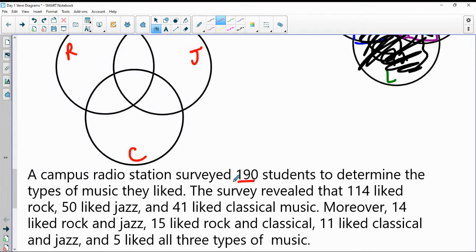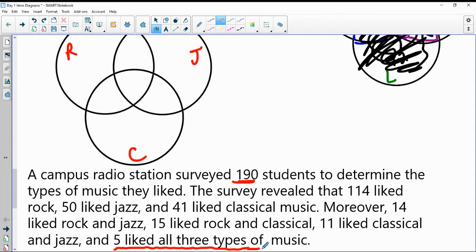So this is my total. So I have a total of 190 kids. Okay, 114 liked rock, 50 for jazz, and 41 for classical. And then they told me, then I've got the moreover, 14 liked rock and jazz. So I know that these two places right here would be a total of 14. And then I had 15 for rock and classical, 11. And then this is the important one. So this is where I must start.